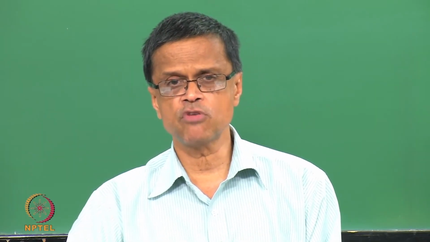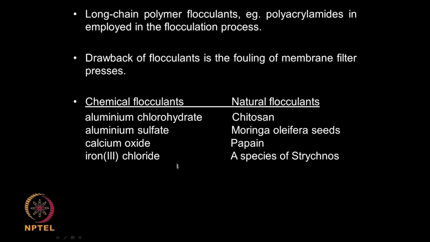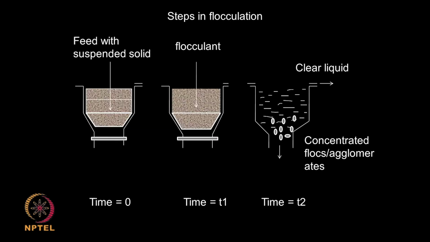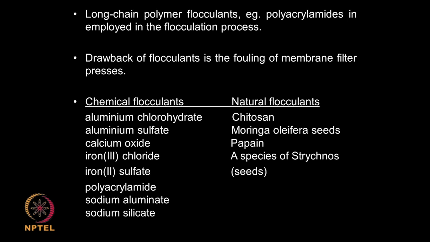There are chemical flocculants and natural flocculants. A large number of flocculants are available in the market like aluminum chlorohydrate, aluminum sulphate, calcium oxide, iron chloride. In natural ones, if you look, chitosan, papain, so many different types of material could be used as natural flocculants. Polyacrylamide, sodium aluminate, sodium silicate. So, a large number of flocculants are available, but of course, they also become an impurity. You need to think of removing them if they are very toxic, or you discharge them into the open with the solids that you are throwing out. So, the solids will also contain these extra chemicals which you are adding to destroy the charge.